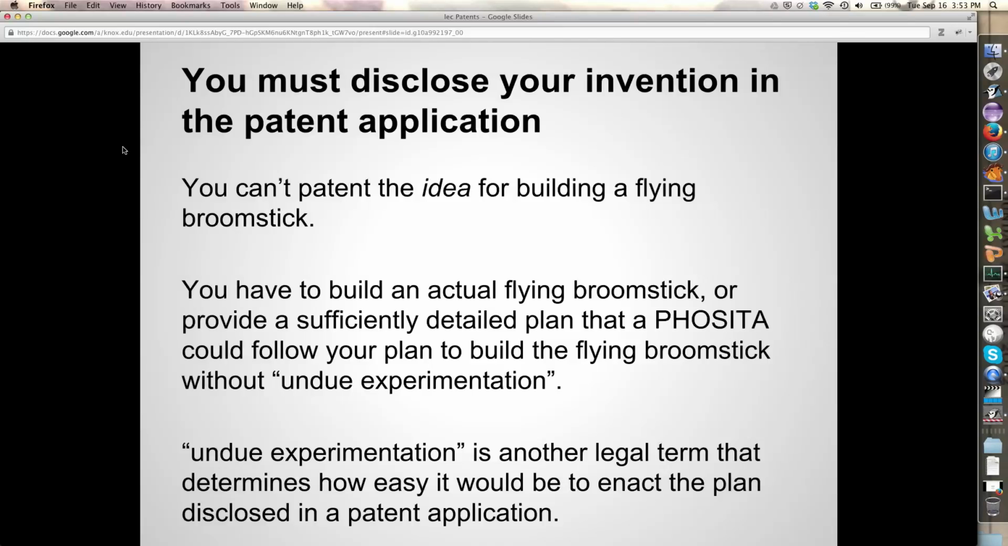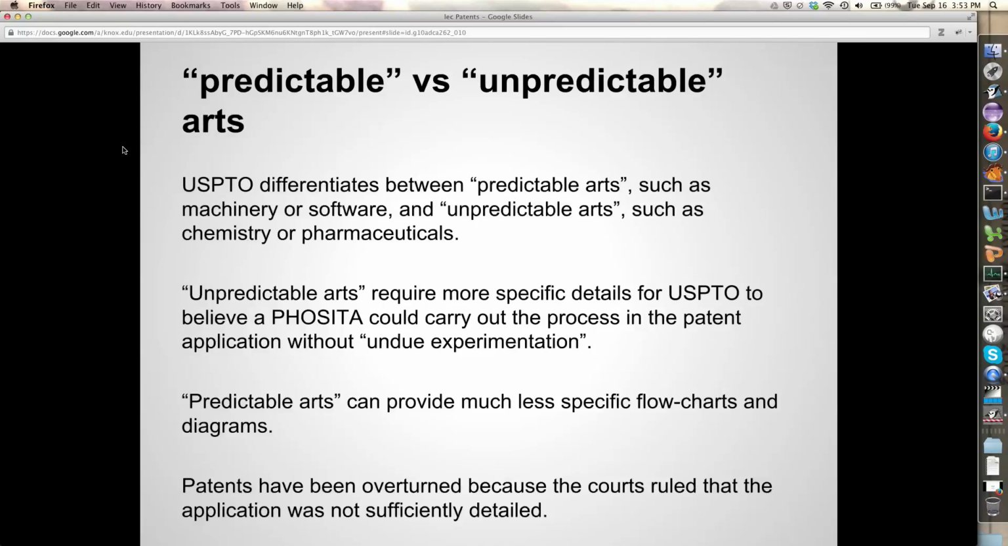Or at least enough detail for the process that somebody could follow it. And if somebody comes up with a way to build a flying broomstick using a completely different process, then good on them. Your patent application didn't cover their process, it only covered your process. There's another term used, two terms really, predictable versus unpredictable arts.